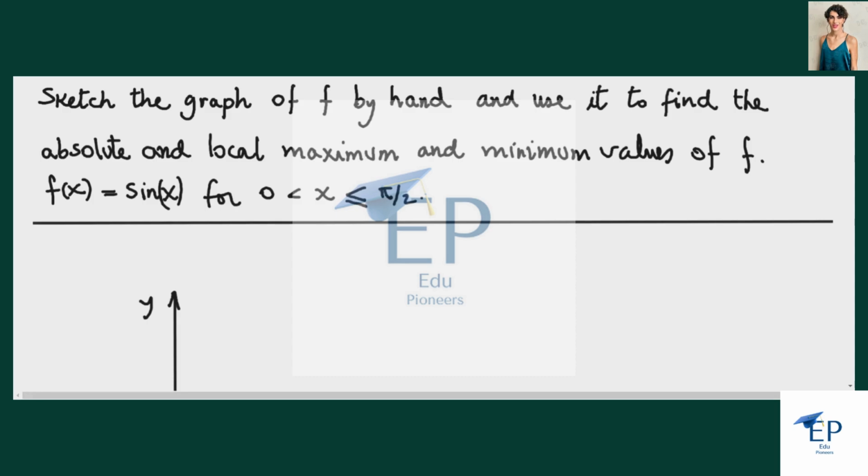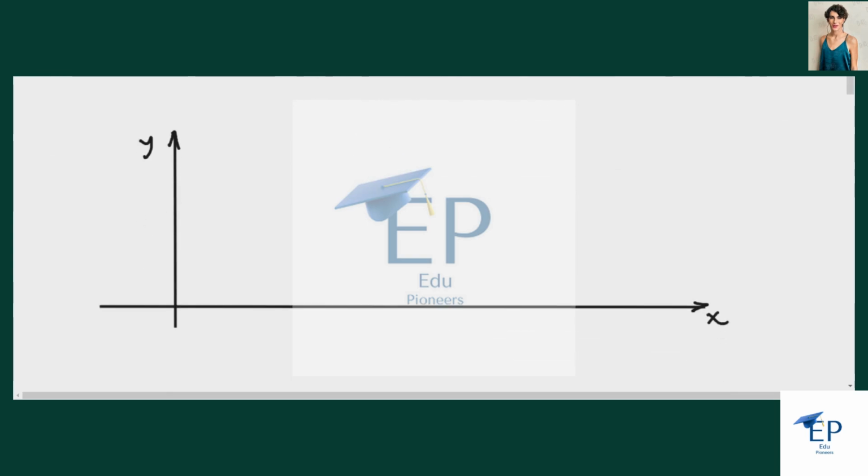We're going to sketch the graph of the function sine of x for x greater than 0 but less than or equal to pi half. And we are going to use that sketch of the graph to find the absolute and local maximum and minimum values of the function. So we have this coordinate axis here.